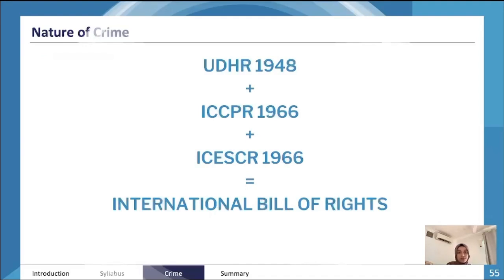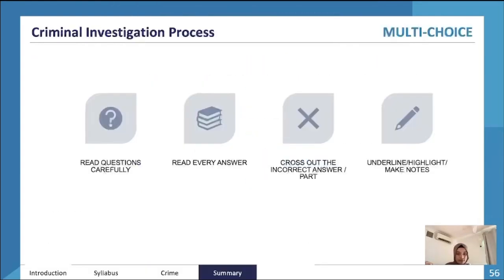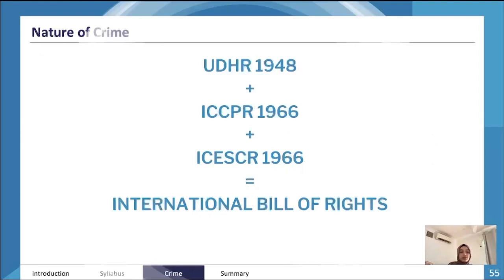So we went through the three main documents: the UDHR, the ICCPR, and the ICESCR. So we have an international Bill of Rights. That's basically our Bill of Rights, but we don't have a Charter of Rights. So that sort of concludes the human rights section of the syllabus for today.